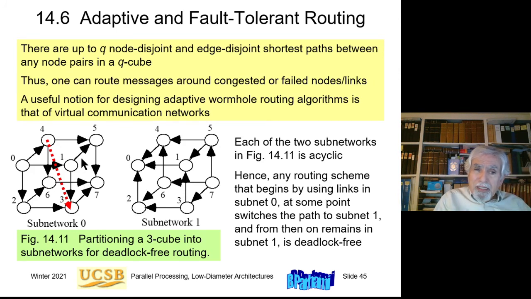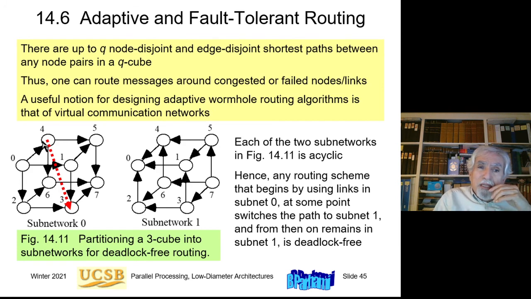And the reason for that is that this subnetwork is acyclic. In other words, it doesn't have any cycles. This subnetwork doesn't have any cycles. And the transition from one to the other doesn't create any cycles, okay, if I don't go back. Therefore, all the paths are guaranteed to be cycle-free, and therefore there will never be circular waiting between messages, okay?